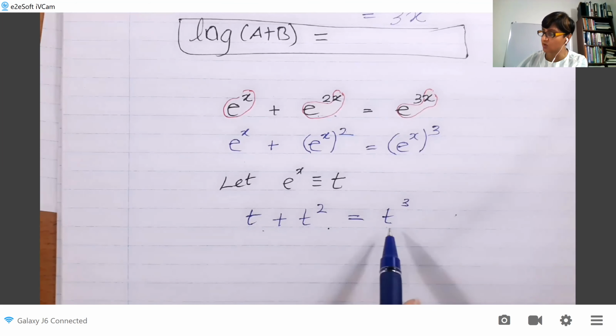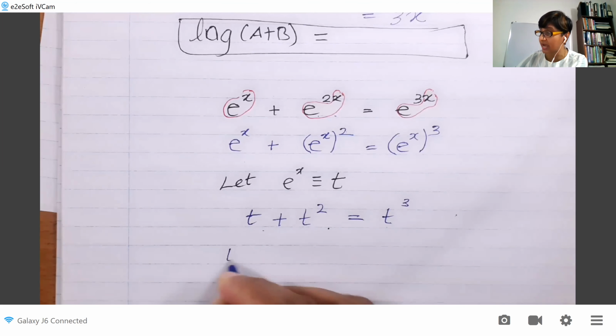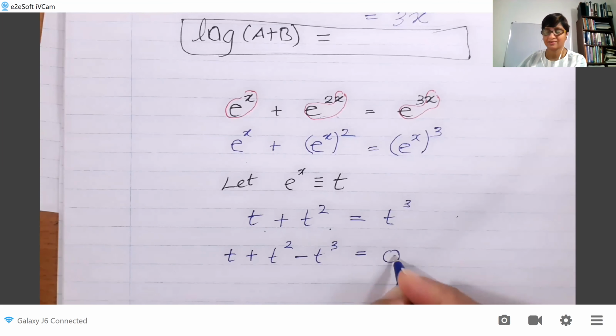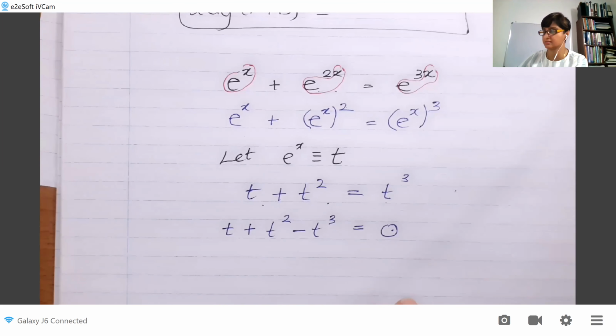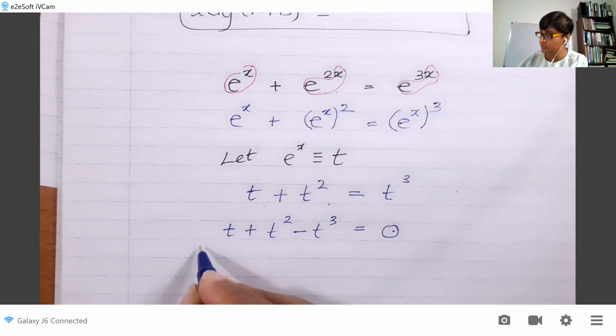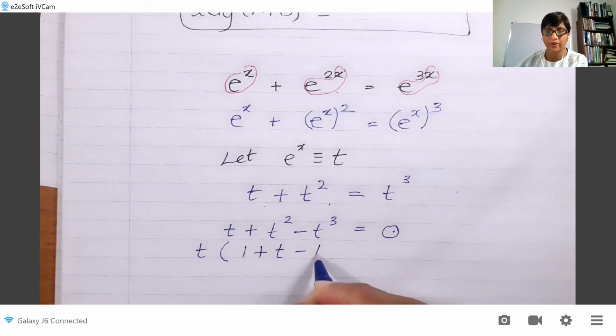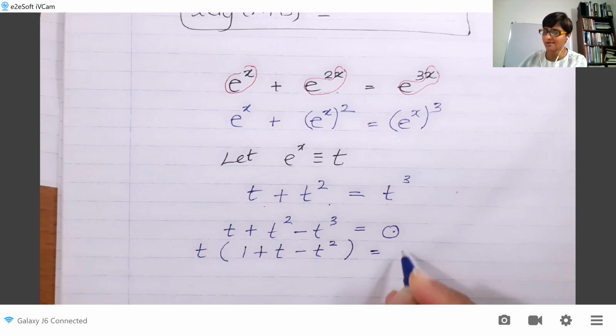Let's bring the t cubed also to this side so that we can factor t out. Equals 0. Right? And let's factorize, because factorizing is how we solve quadratics. Let's try the same method here. If I factorize a t out, I get t times 1 plus t minus t squared is equal to 0. Now I'm sure you can continue from here. What can I say now?